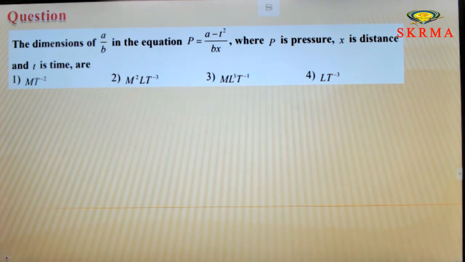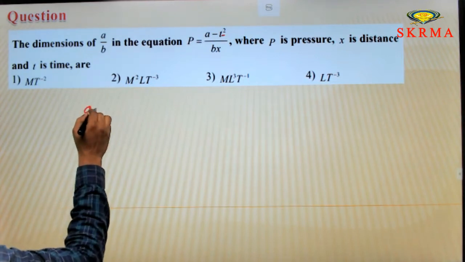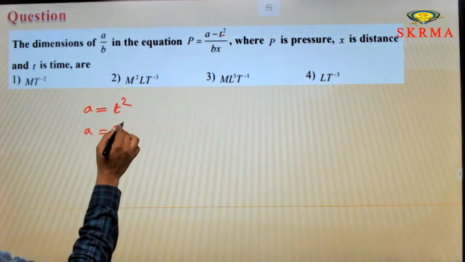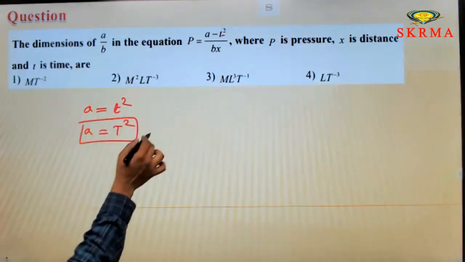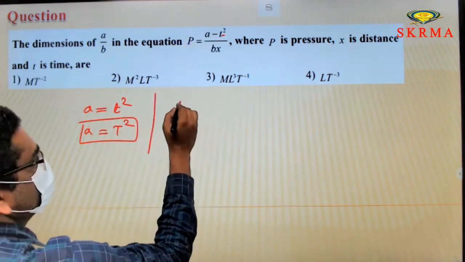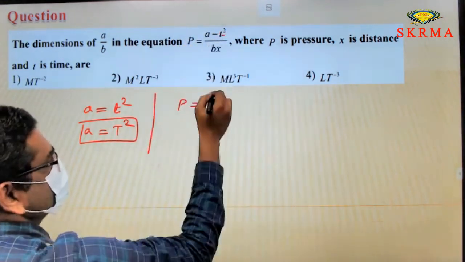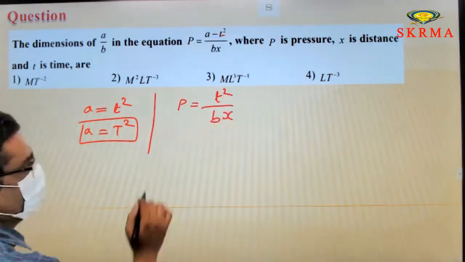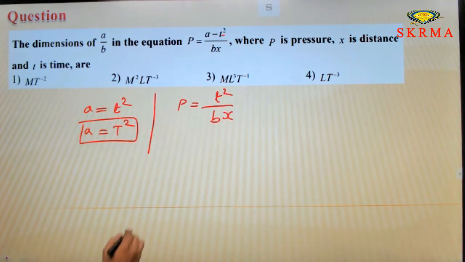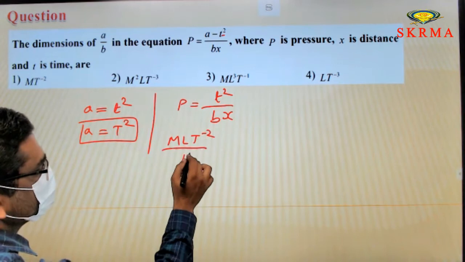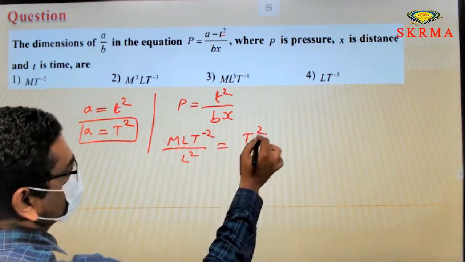So here also same rule, a and t square, subtraction is there, a minus t square. So a and t square have the same dimensional formula, so the dimensional formula for a is t square only. Now equate these two. Pressure equal to t square by bx. Pressure dimensional formula is force by area. Force dimensional formula M L T power -2 by L square equal to t square dimensional formula T square.